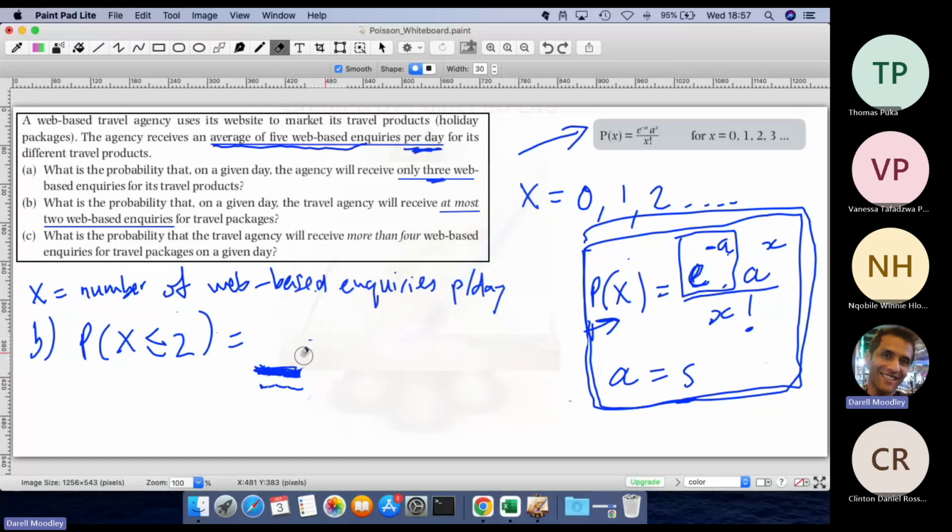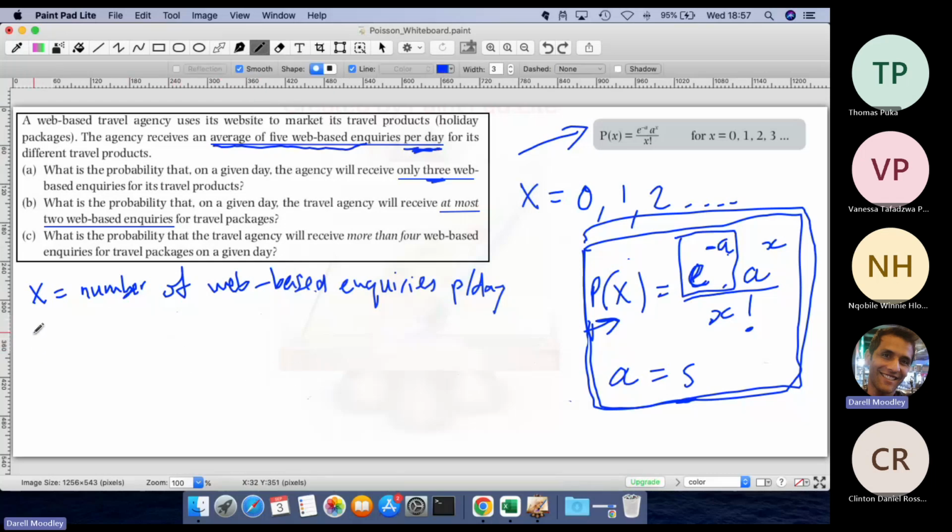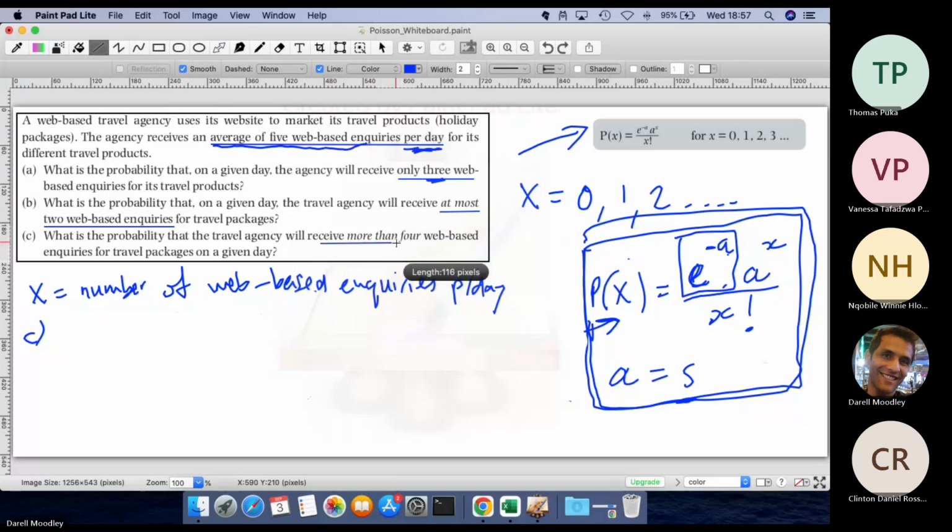Let's look at question C, the last one for tonight. I didn't do it intentionally to save the best for last or the worst for last, but we have to do it. Question C says, what is the probability that the travel agency will receive more than 4 web-based inquiries per day?